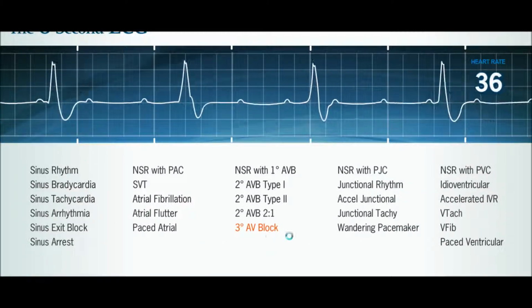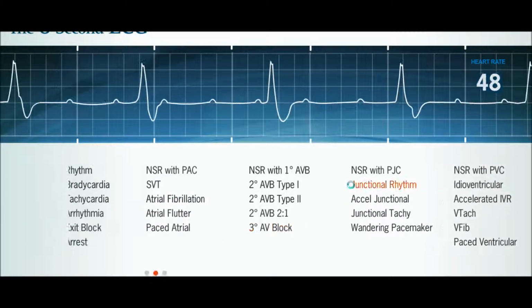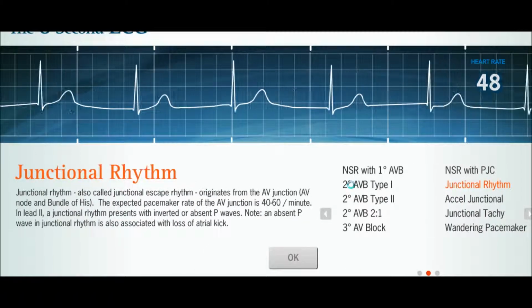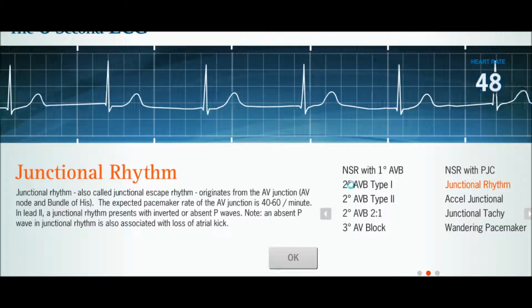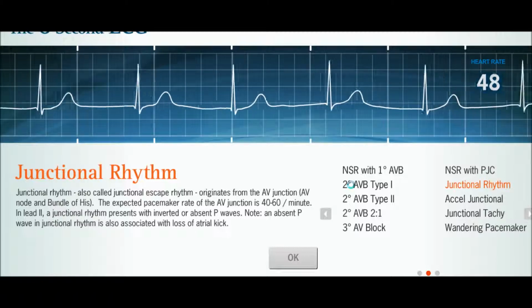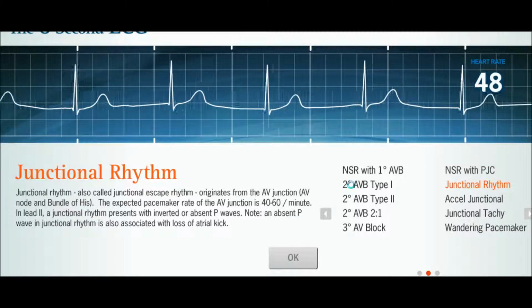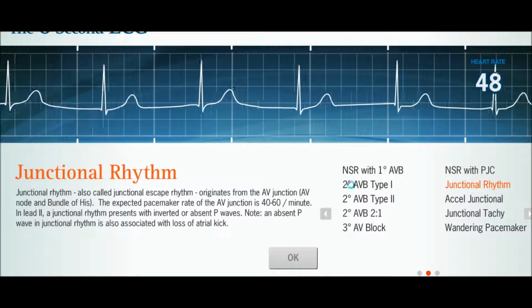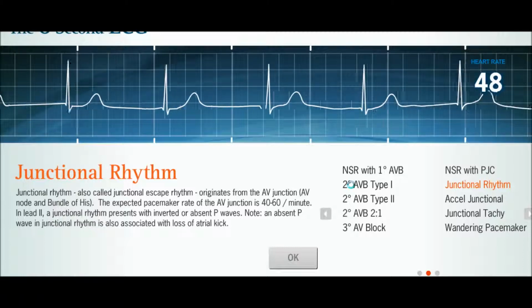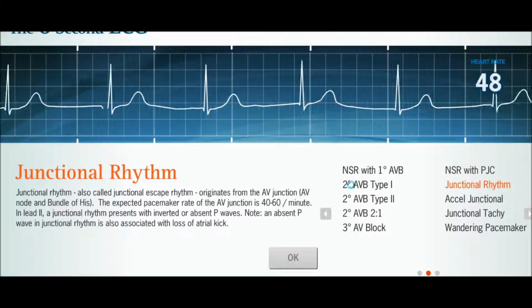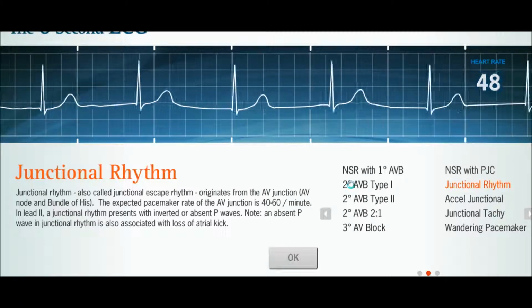Almost done. We've got a couple more here to go through. So the next one we're going to look at is called a junctional rhythm. And this is where the rhythm does not start in the SA node, but it actually starts from the AV node, or the AV junction. And so the pacemaker rate in the AV junction is anywhere from 40 to 60 beats per minute.